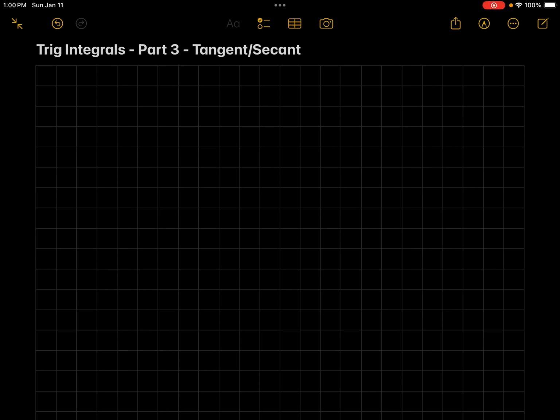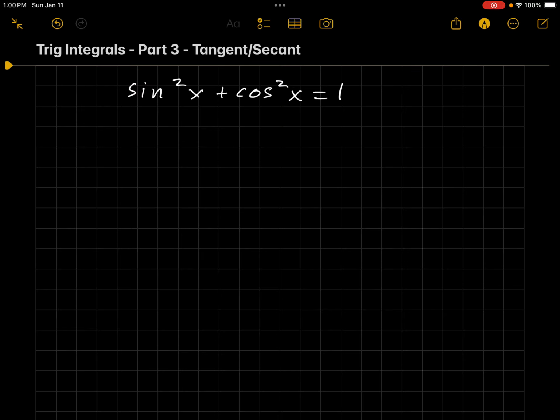Trig integrals, part 3, using tangent and secant. Recall that sine squared x plus cosine squared x always equals 1. And if we were to divide every piece by cosine squared x, we would get tangent squared x plus 1 equals secant squared x. So tan and secant go together very well. More specifically, tangent squared and secant squared go together very well.